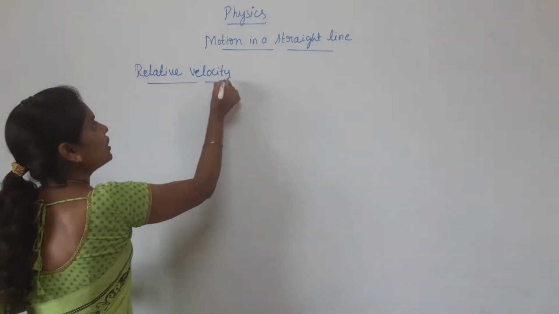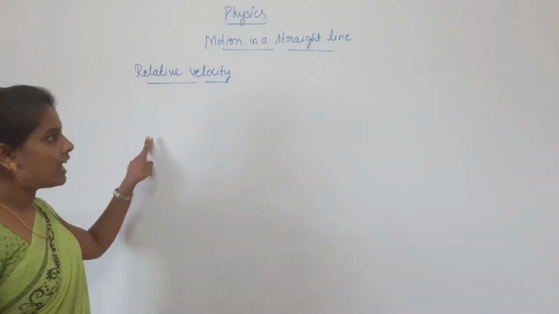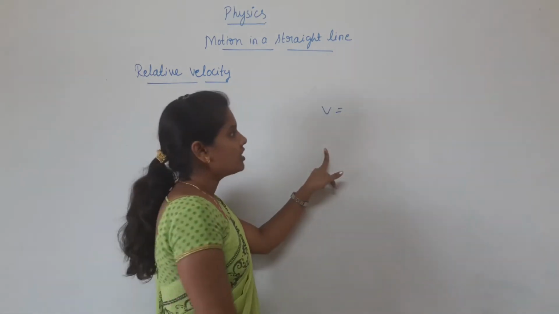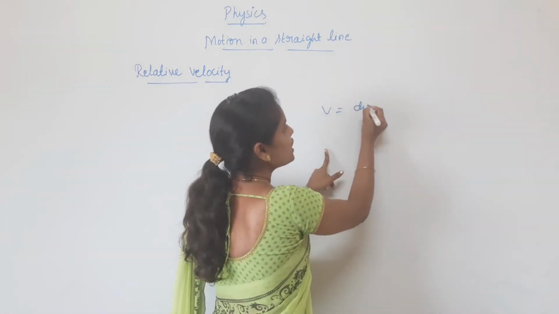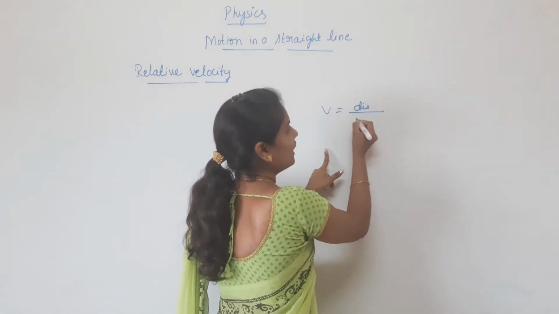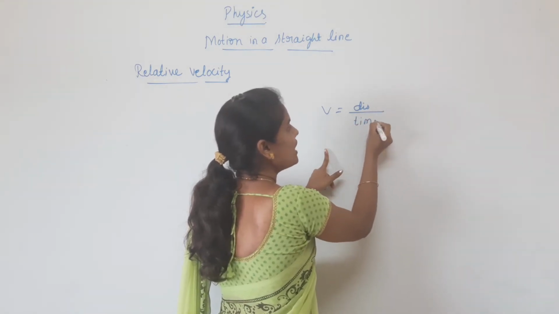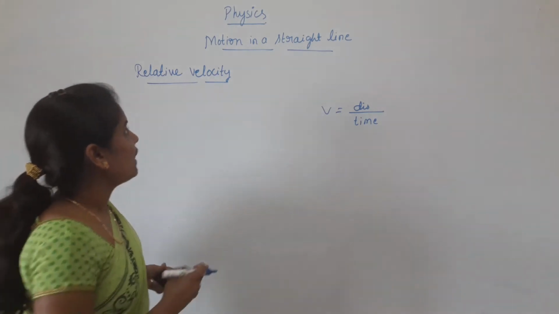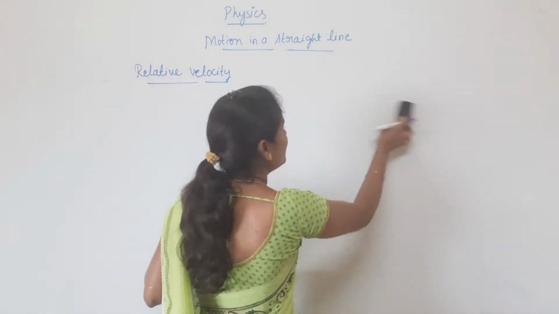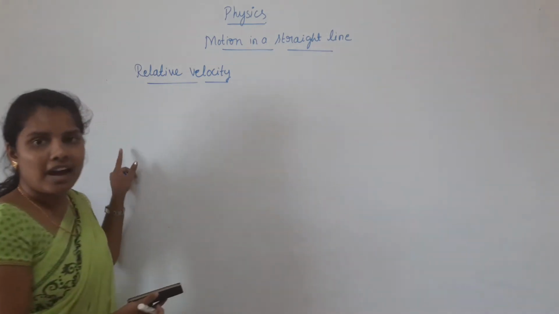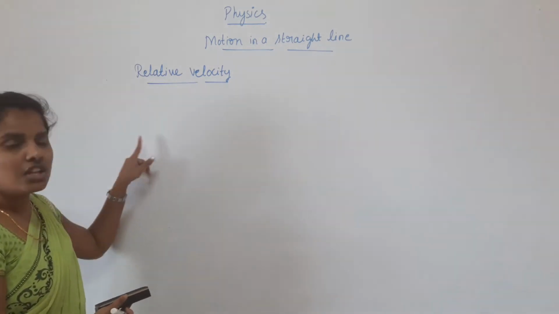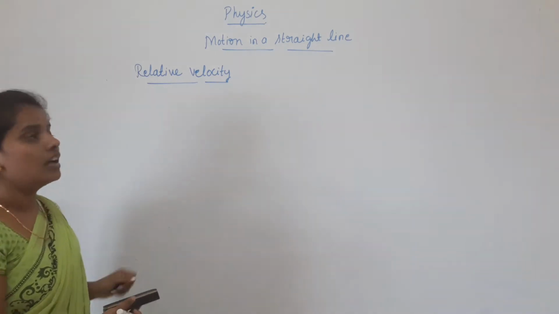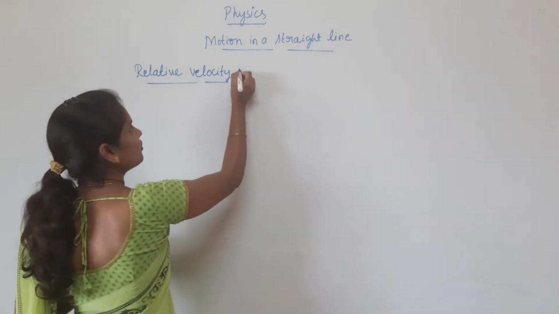So we already know the definition of velocity. What do you mean by velocity? Velocity is defined as the ratio of displacement divided by time taken. Then what do you mean by relative velocity? Relative velocity is also the same as velocity. It is the velocity of one body with respect to another body.